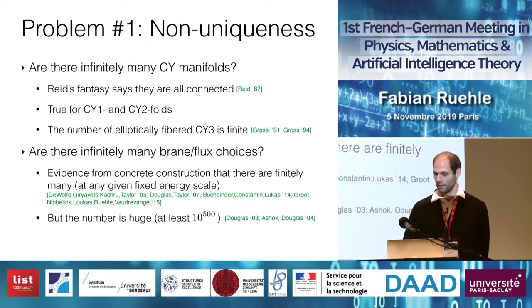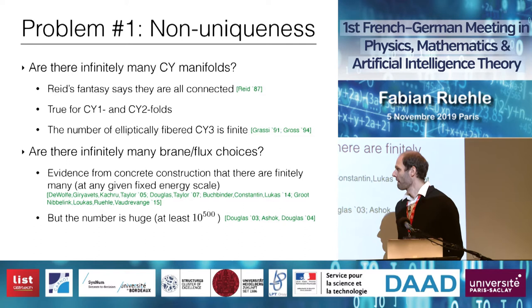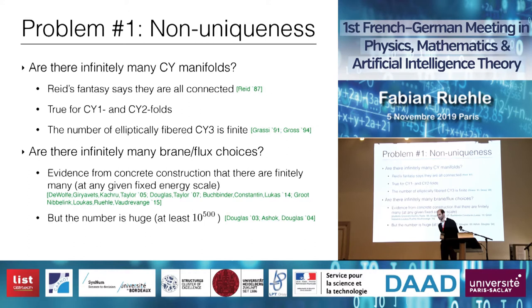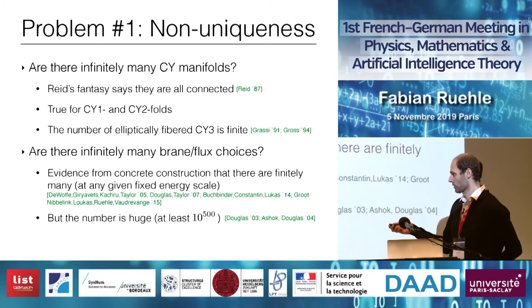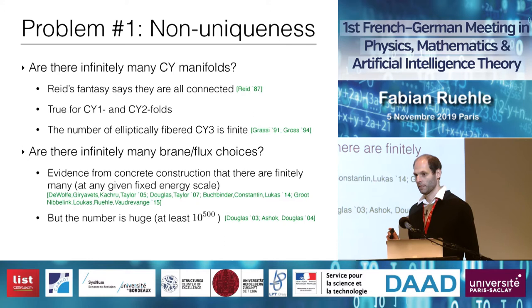Fabian? Yes? When you say finite, is it before or after imposing constraints like supersymmetry? This is after. Thank you for the question. This is after. Before, it's known that it's not finite. After you impose the constraints, there's also a construction of an infinite family, but this is finite at every energy scale. So it's more like the number of consistent compactifications at a fixed energy scale. Yes, it's the number of consistent compactifications at a fixed energy scale.